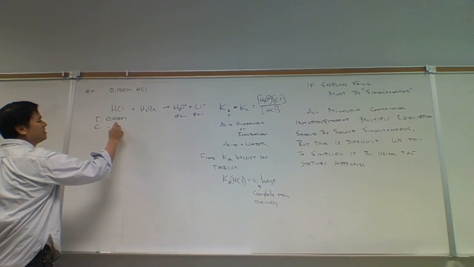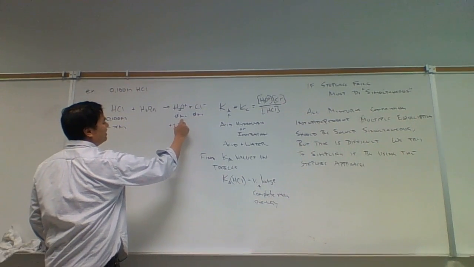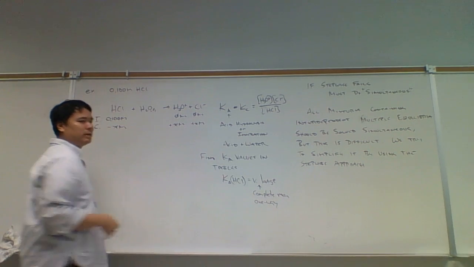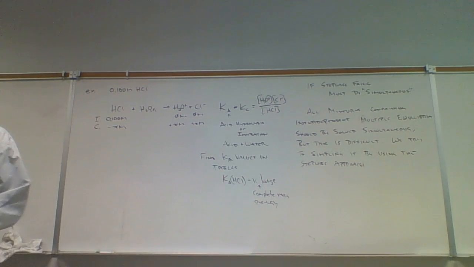The change is going to be minus X molar, plus X molar, plus X molar. Normally it's a partial change. Since it's a partial change, we use the variable X because we don't know how much change that is, right? But in this case, it's not a partial change. It's a complete change, so we do know the value of X. We're going to lose all of it.